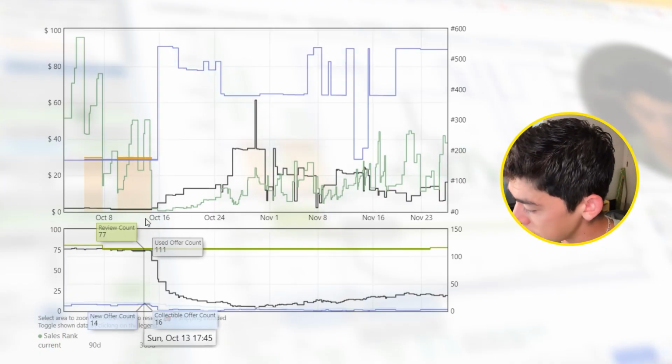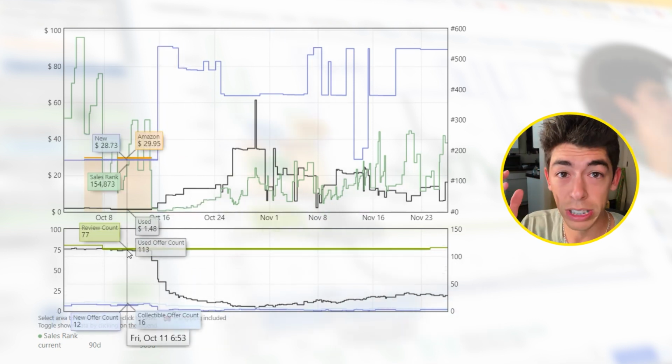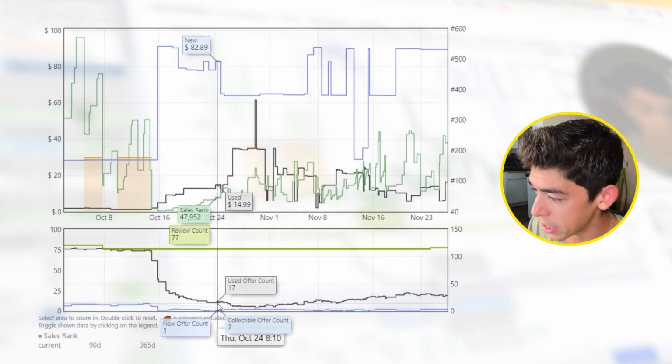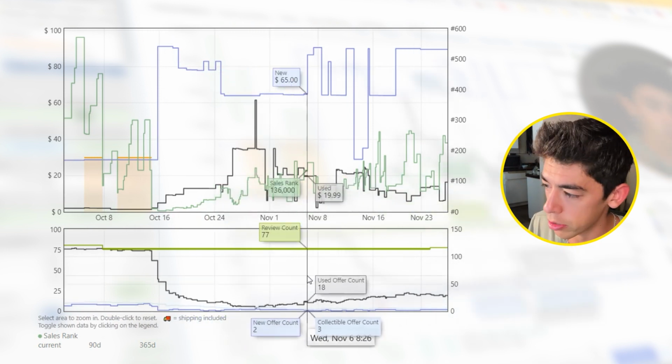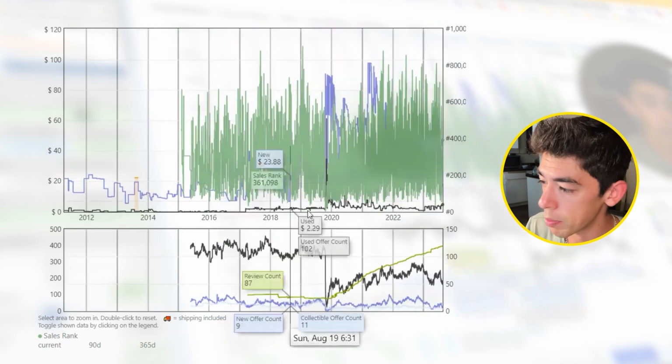People should care about people if they really like him beforehand, but whenever someone dies, a lot of times their work becomes more popular. So you can see this author died on October 14th, and then you can see how the offer count drastically changed. It went from basically 114 offers on the listing, 10 days later down to 17. And then basically you can see the sales rank improved drastically. You can also see the used prices went way up.